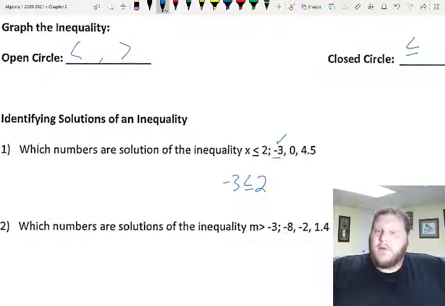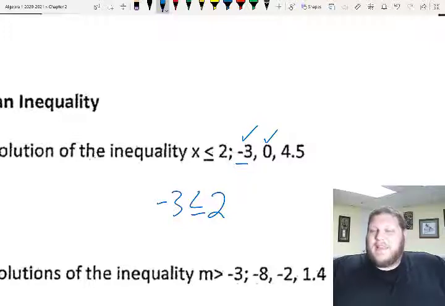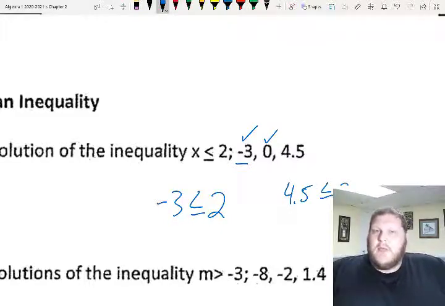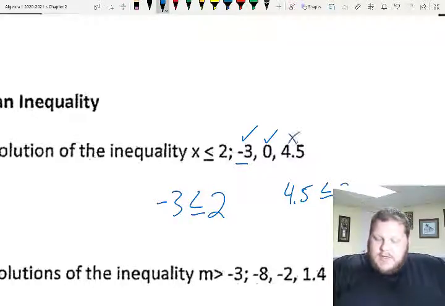I could check the same thing with my other ones. 0 is also less than 2, so that is another one of my solutions that is true. As soon as we get to this last one, 4.5, if we were to plug that into our inequality, 4.5 is supposed to be less than or equal to 2. We'd know it's definitely not equal to 2 because it's not 2, but 4.5 is also bigger than 2, so it's not less than. So this would not be a solution. So in this case, -3 and 0 would be my two solutions.